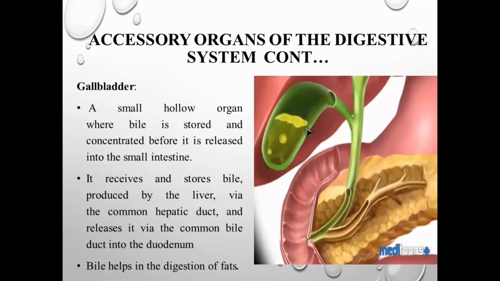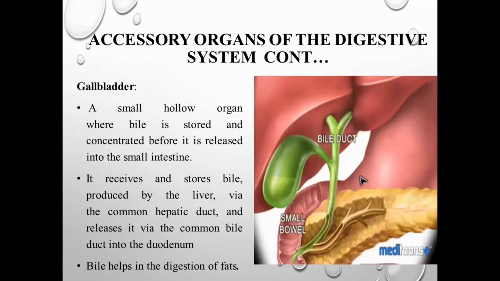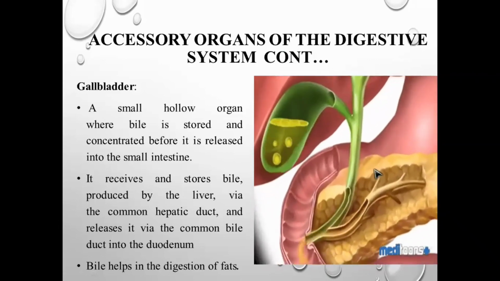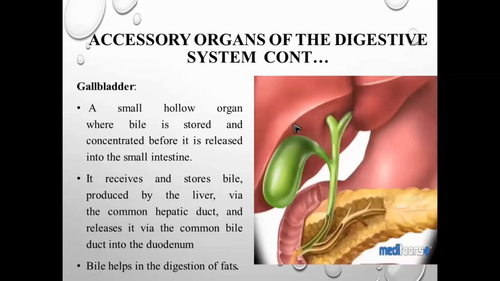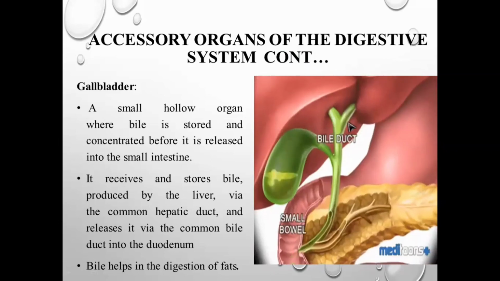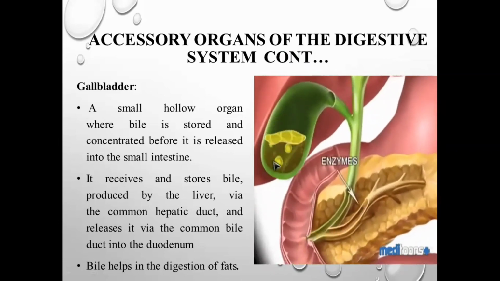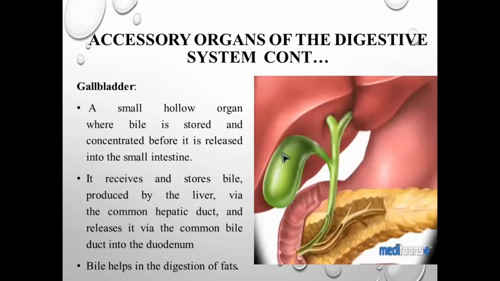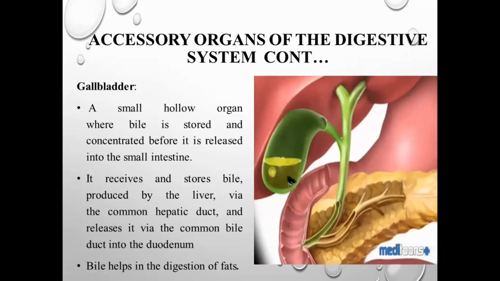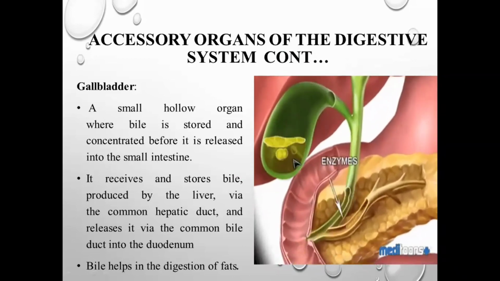This is going to be the base of the liver, this is going to be the stomach, this is going to be the duodenum, and this is going to be the pancreas. The liver produces the bile, which is stored in the gallbladder, a hollow bag-like structure. And at the time of digestion, the gallbladder ejects the bile into the small intestine.